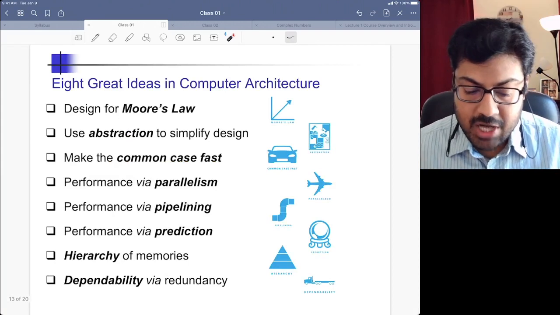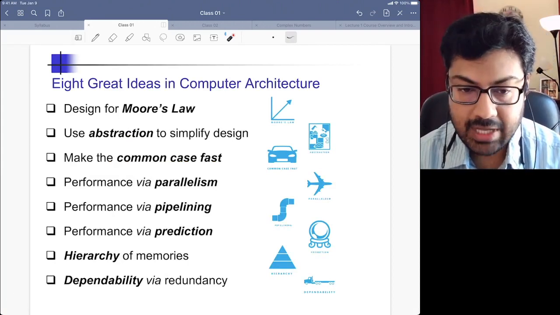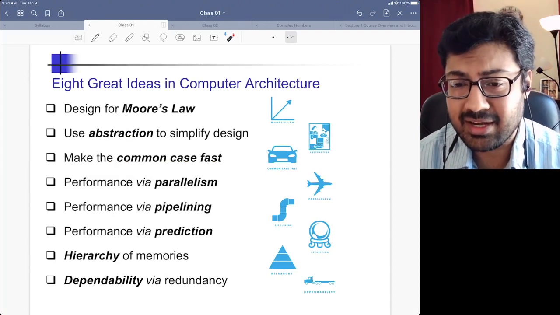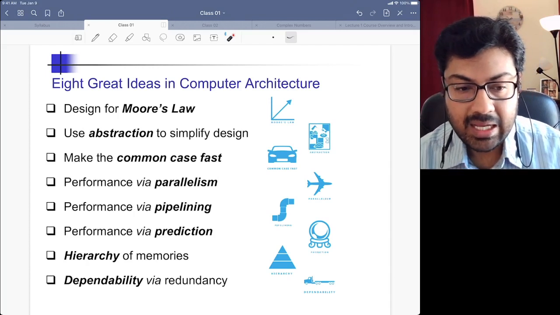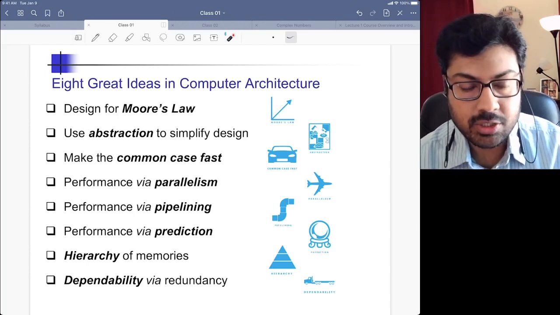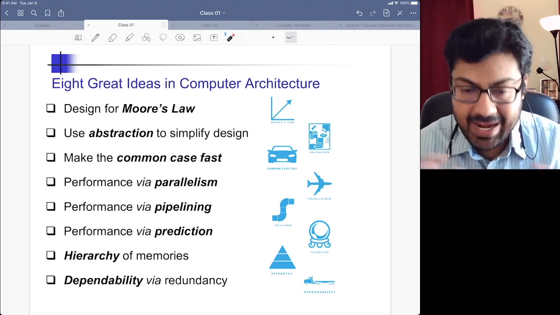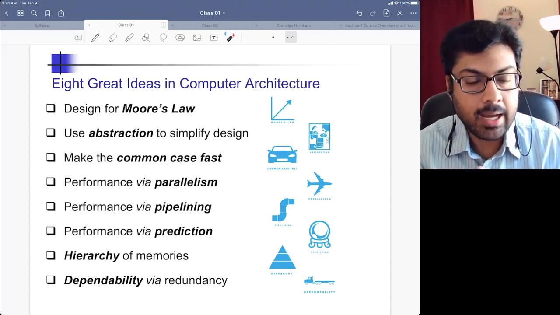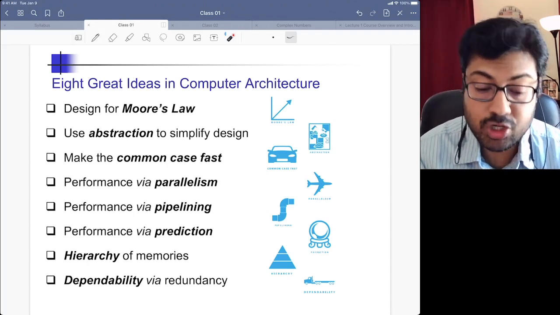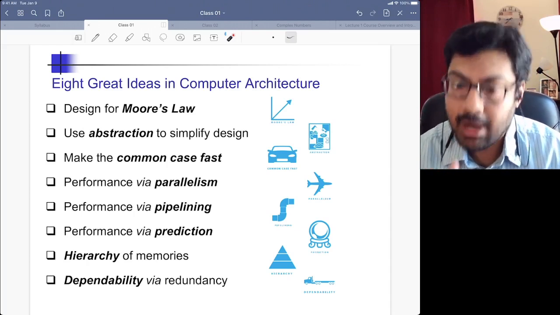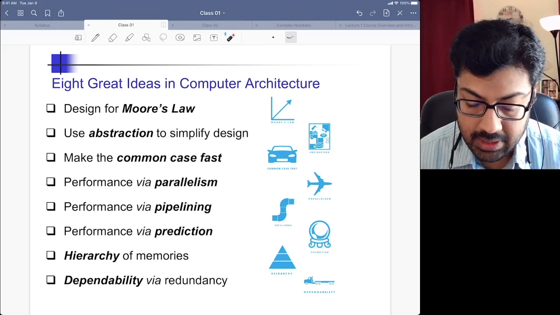Now, let's talk about the 8 great ideas in computer architecture. The reason why these are 8 great ideas is because all of computer architecture is based on these 8 pillars, right? And if you're a computer architect designing systems, you are thinking about these ideas in order to make better systems for the future.